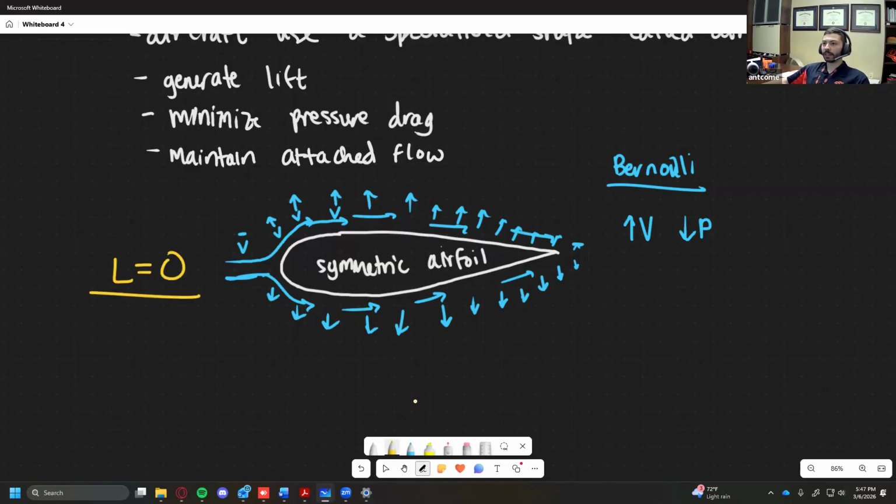You're actually not generating any lift. So that's something that's kind of interesting. Might be a little bit surprising to think about. But just a generic symmetric airfoil in a flat condition produces 0 lift. And your drag is going to be minimal.